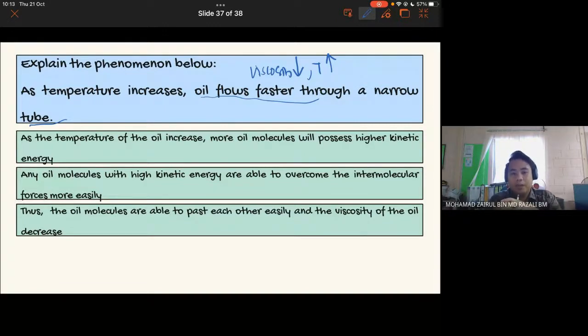Sebab tu kalau awak nak goreng telur ke nak minyak kan, kalau awak letak minyak sikit dalam pan tu, awak pasang api. Kalau time minyak sejuk, awak cuba ratakan dia dalam pan tu susah. So pasang api, awak tengok lagi senang. Minyak tu kita nak ratakan dalam kita punya pan.